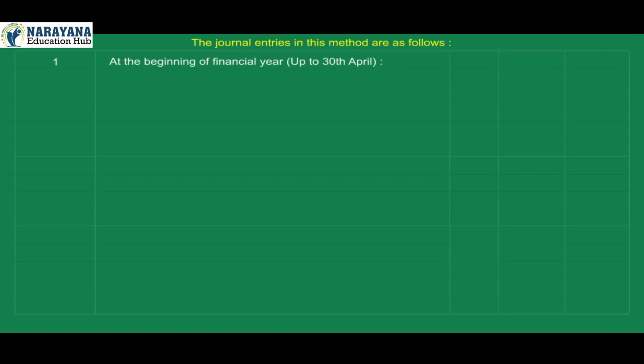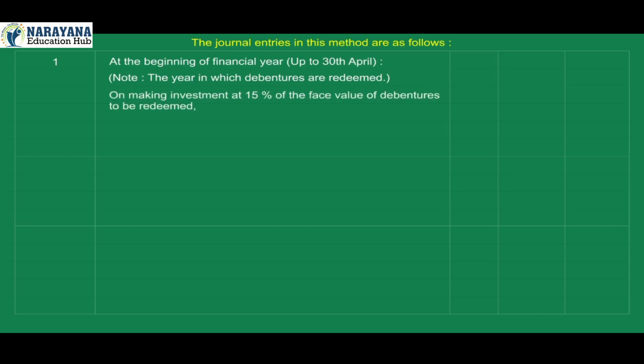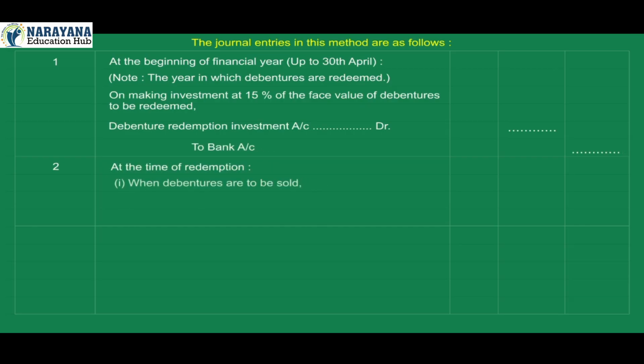1. At the beginning of financial year, up to 30th April. Note: this is the year in which debentures are redeemed. On making investment at 15% of the face value of debentures to be redeemed: Debenture redemption investment account debit to bank account credit. 2. At the time of redemption. 1. When investments are to be sold: Bank account debit to debenture redemption investment account credit.